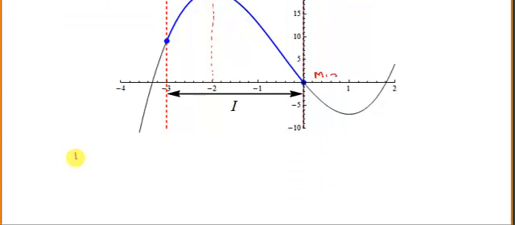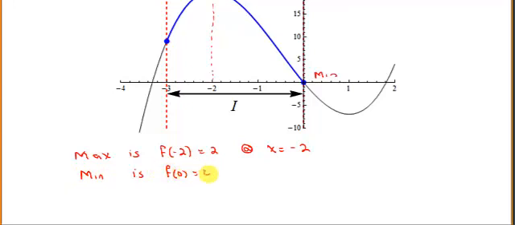So the maximum is 20. f of negative 2 equals 20 at x equals negative 2. The minimum is f of 0 equals 0, and that occurs at x equals 0. Let's take a look at another example.